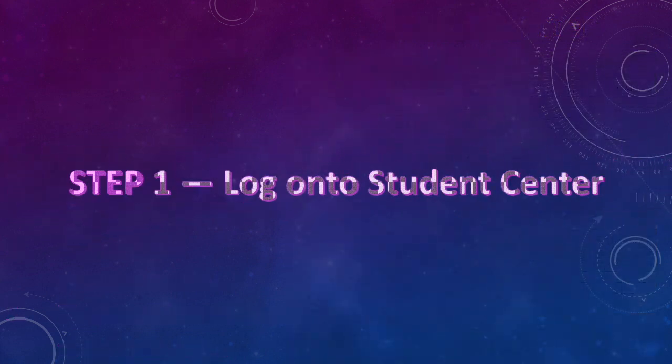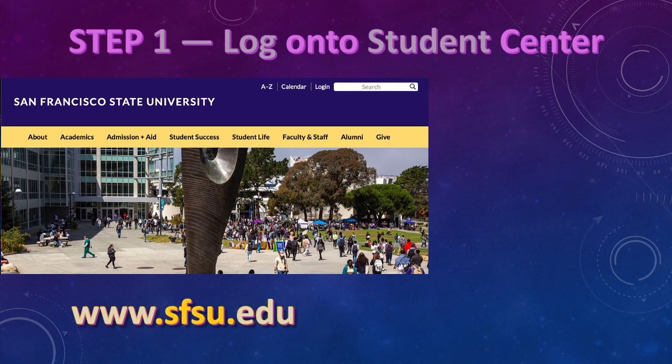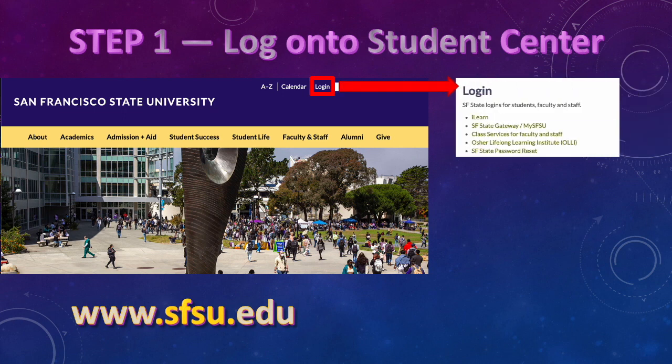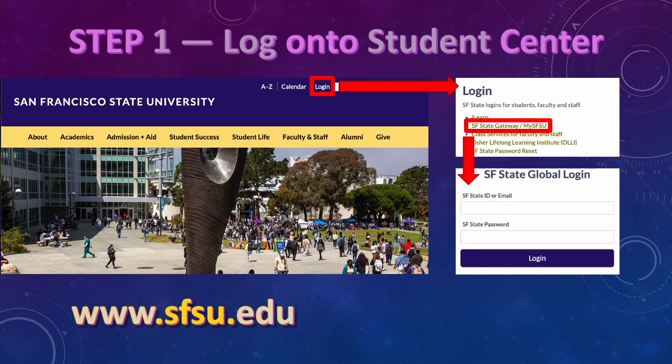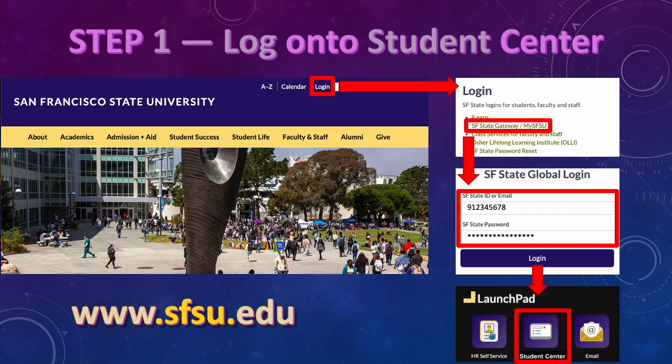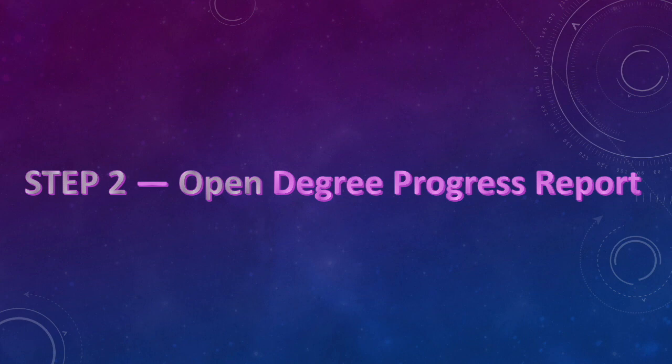Step 1. Logging into your Student Center portal. First, let's start at the SF State homepage. Click Login. Click SF State Gateway. Enter your SF State credentials, password, and two-factor authentication, and click Student Center in the Launchpad. Now you're ready for step 2, accessing your degree progress report or DPR.